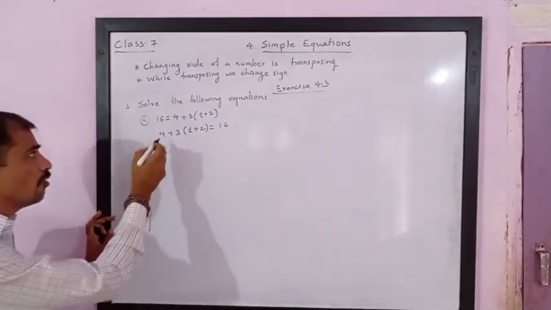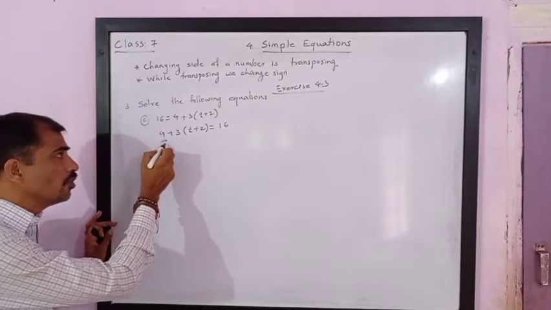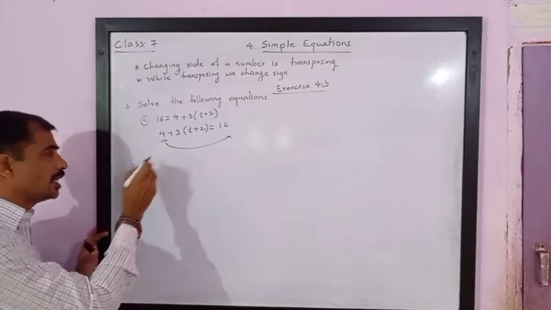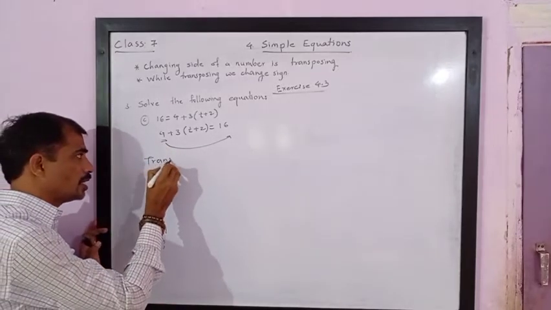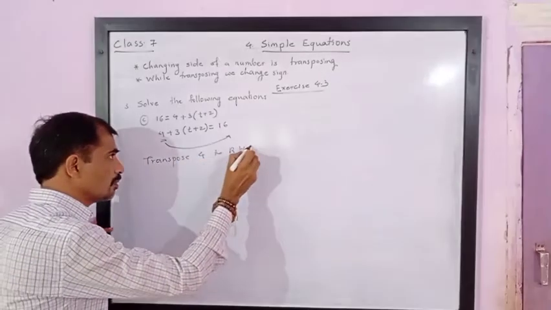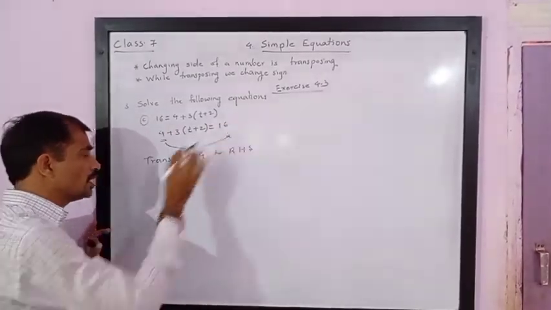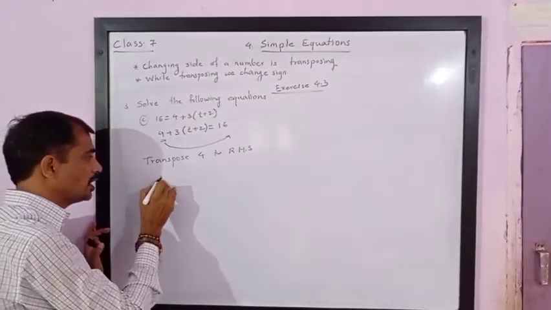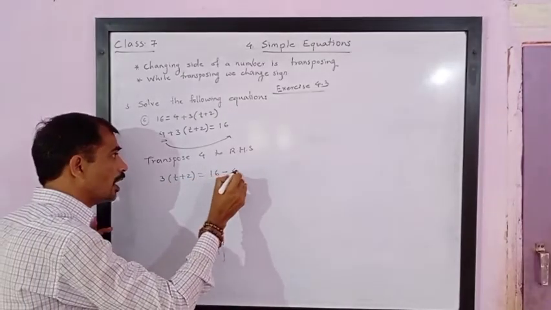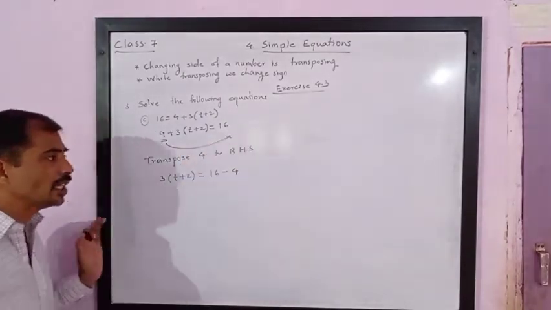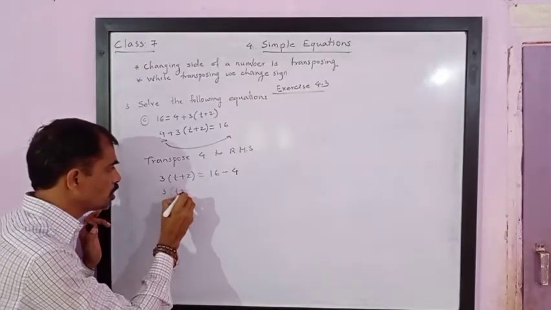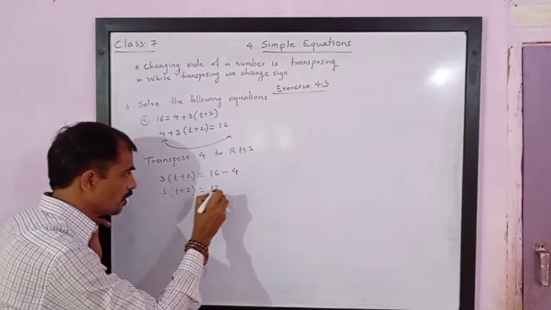Now understand, here 4 is far away, so we need to transpose 4 first. Transpose 4 to RHS. So when we transpose 4 to the RHS, this will remain as it is. We will get 3 in bracket t plus 2 is equal to 16 minus 4. It was positive, so after changing the sign, it becomes negative. Now this is equal to 3 in bracket t plus 2 is equal to 16 minus 4 is 12.